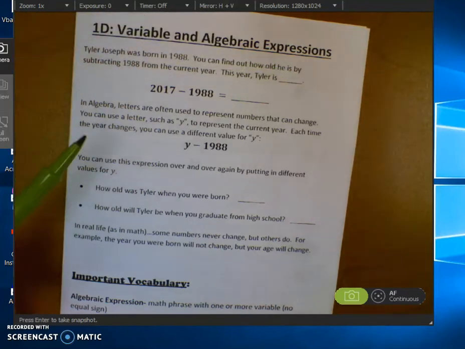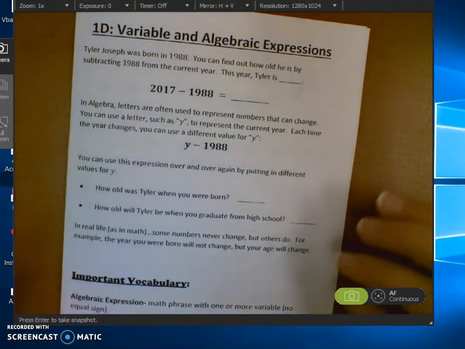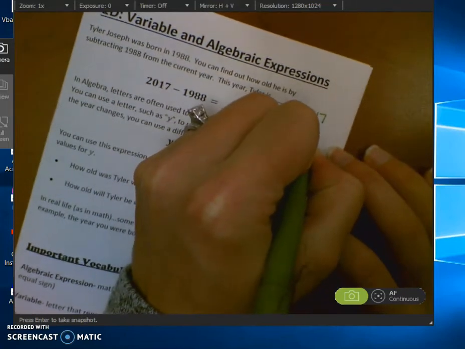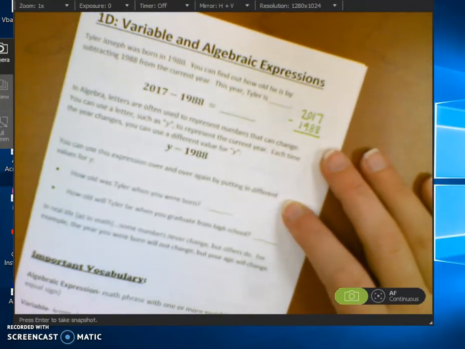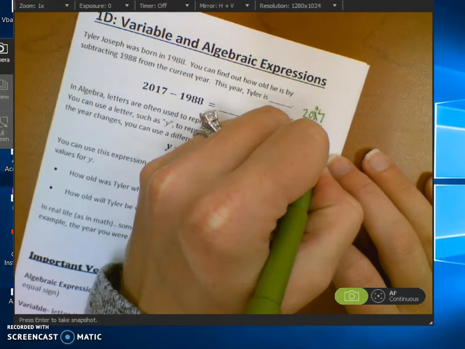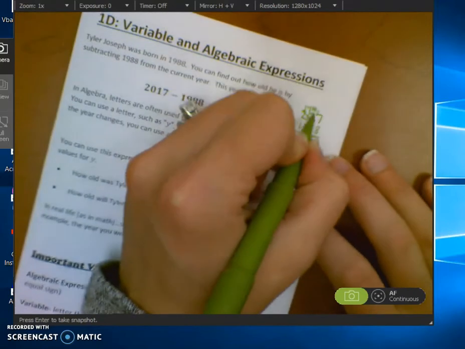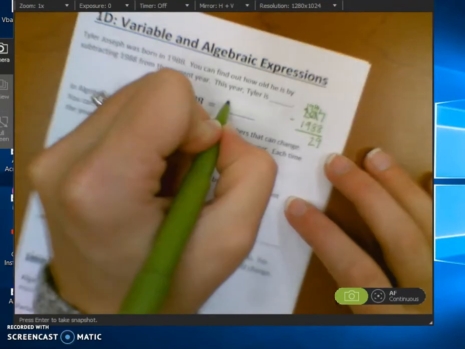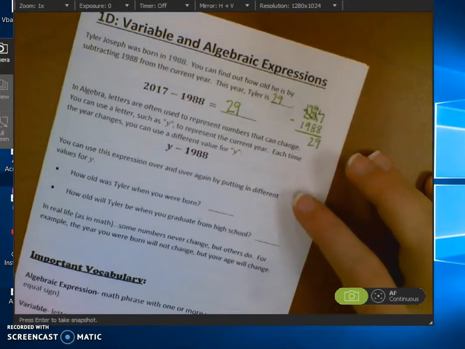And so what we can say about this is it's 2017, so we can subtract 1988, and I'm just going to do that over to the side here. 2017 minus 1988, and I'm going to have to do some borrowing. That gives me 9 and 29. Okay, so this equals 29, so this year Tyler is 29.